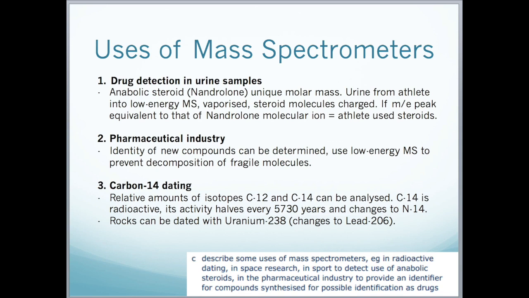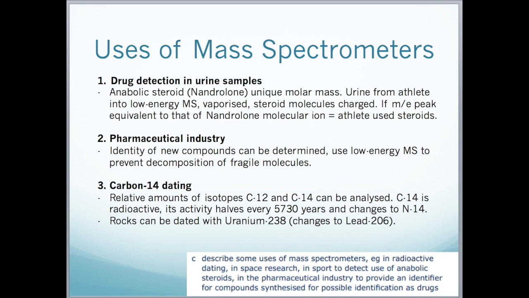And because each anabolic steroid has a unique molar mass, when we take the urine from the athlete, we use a low-energy mass spectrometer. The urine sample is vaporized and the steroid molecules become charged. So we can then compare the mass to charge peaks from the sample to the known value of a specific anabolic steroid, and if they match, then we can say that the athlete has used steroids. So that's quite a useful way of detecting drugs.